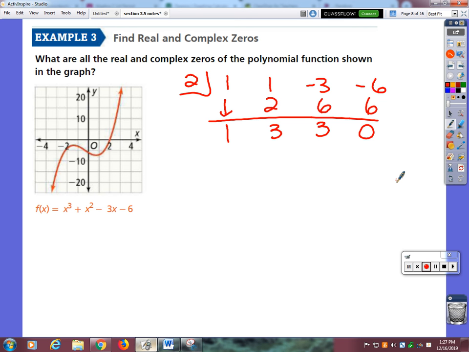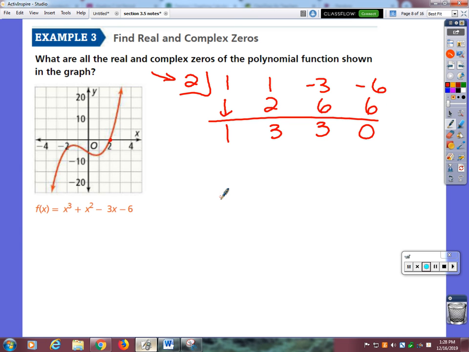Haley? Yeah. It only goes through the graph once. So that means I'm only going to have one real answer, and the other ones are going to be imaginary. So I'm going to go straight to the quadratic formula from here. For my other 2 answers, the nice thing about this is it's set up for you: A, B, and C, the way that these numbers came out.